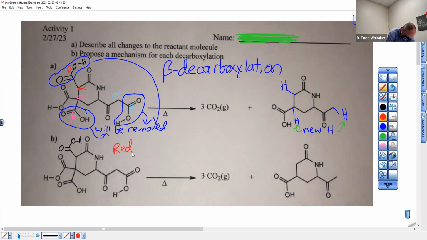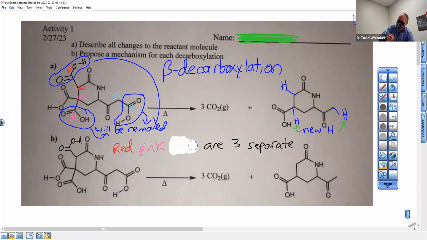Red, pink, blue are three separate reactions. She doesn't like that blue? Okay. We're going to go green. Well, look at that. I bet you can see the blue now, but you won't be able to see it when I do the mechanism. Okay, I hear you. All right, green. Red, pink, and green are three separate mechanisms.